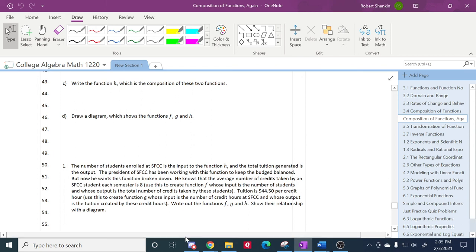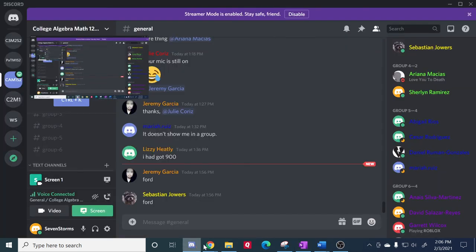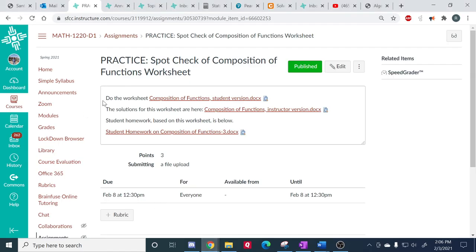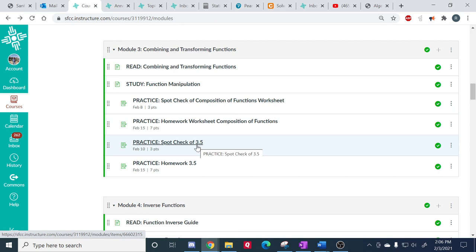Any questions? So does this mean we don't have the 3.5 spot check due Monday? Let's come back over here. Spot check of 3.5. So that would be due Wednesday, next Wednesday. That says that's due February 10th, which is next Wednesday. That is correct. All right. Spot check of composition of functions worksheet, though, that is due Monday. Okay, thank you. You're welcome.